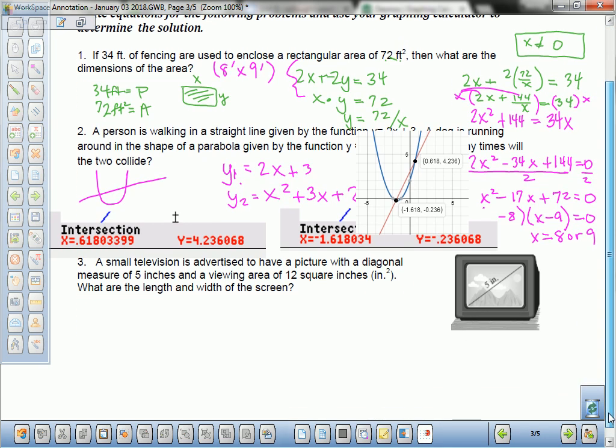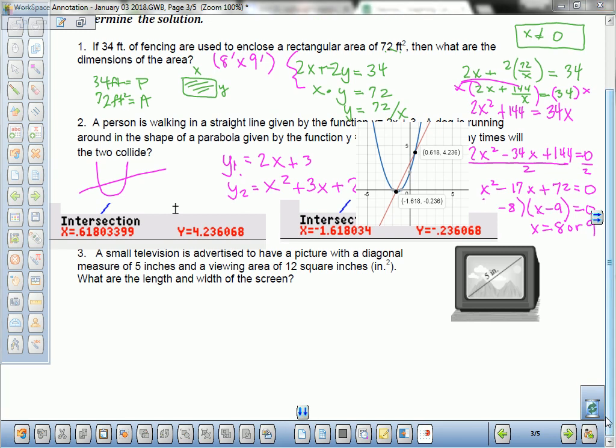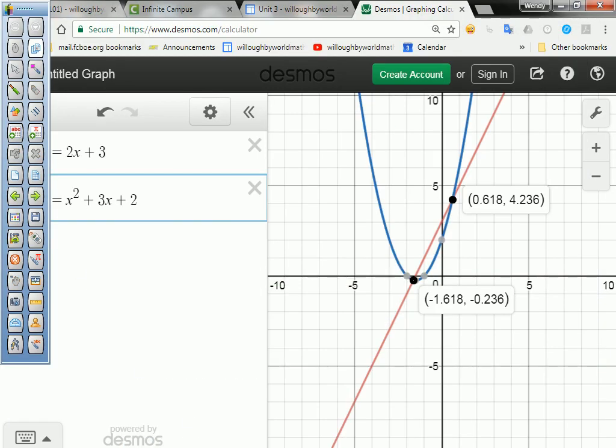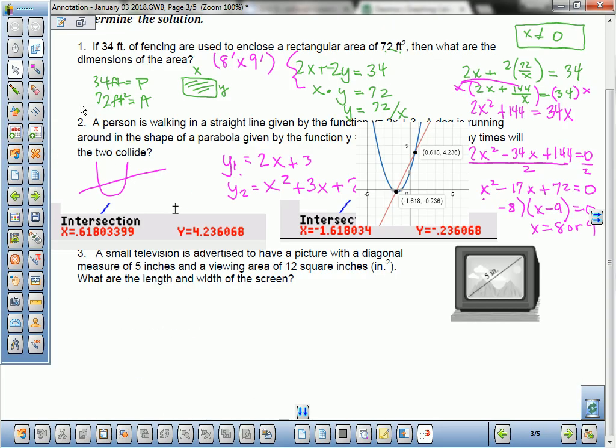All right, number 3. All right. How many of you already know the answer without having to set up any system? Yeah. And does a 5-inch screen exist on a television? Maybe your phone. Yeah, my phone. Maybe your phone. Okay. But let's take a look at this.